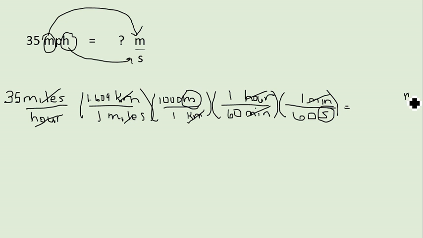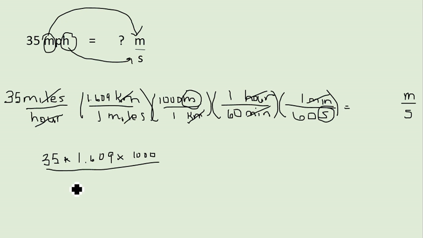So when we're done all our math, the arithmetic part, we know that measurement will come out in meters per second. So all we have to do is in our calculator, 35 times 1.609 times 1,000 times 1 times 1. We can leave those out. All divided by the 1 times 1 times 1 times 60 times 60. And when we're all done with that, we get 15.6 meters per second. Hope that helps.